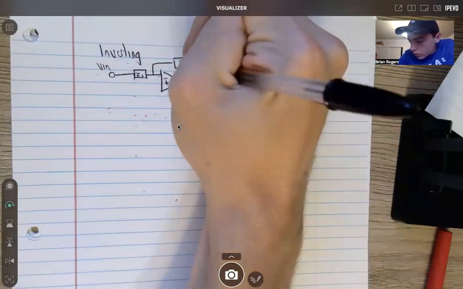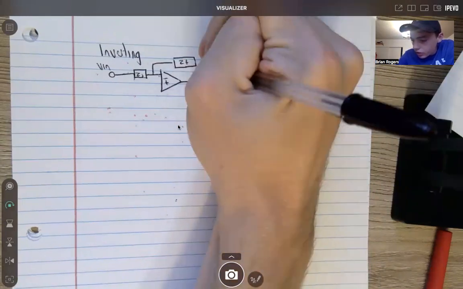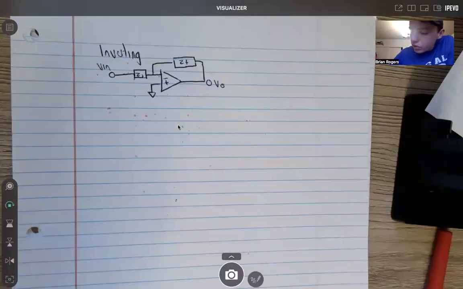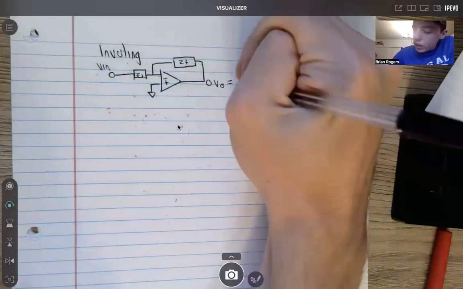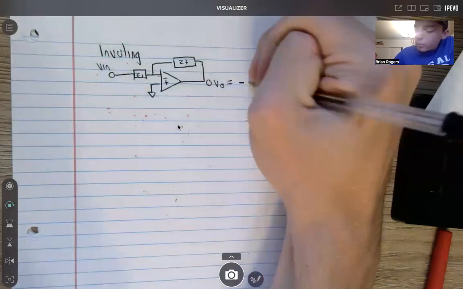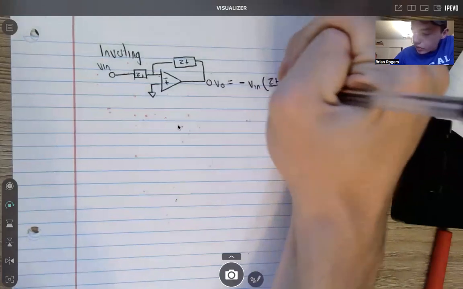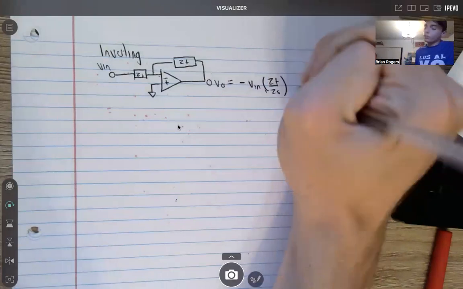And then our output voltage over here, V out. And then we have this one hooked to ground. And so what we're going to notice is the output is going to be equal to, and since it's inverting, it has a minus sign here. And then it's the input voltage multiplied by Z of F over Z S. And that's your inverting equation to get the output voltage.